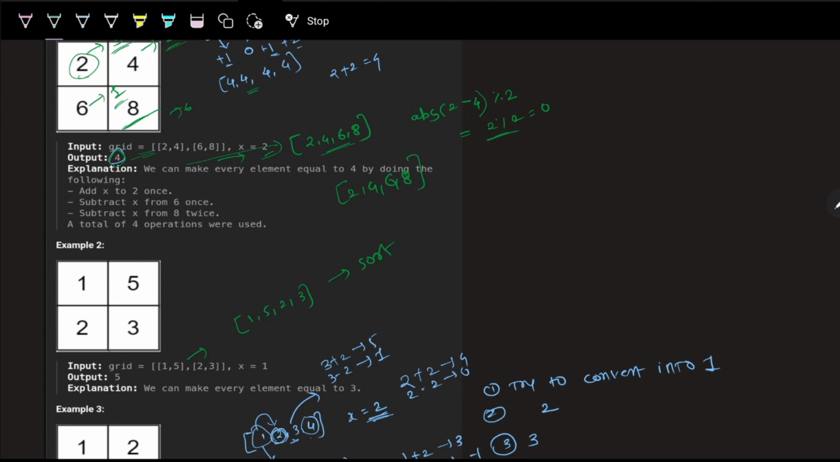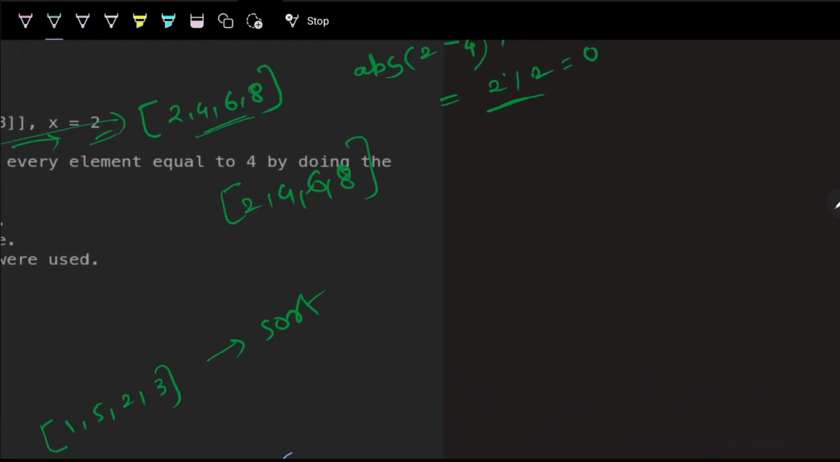Now you want to convert everything into the uni value, and if you want to convert all elements into a single element, the best choice would be the median of the array. This is simple mathematics. The median of the array is nearest to all the elements. So what is the median of the array? In this case, the median is at index n by 2. The length is 4, 4 by 2 is 2. So this element is the median of the array, or in the even case it can also be n minus 1 or n.